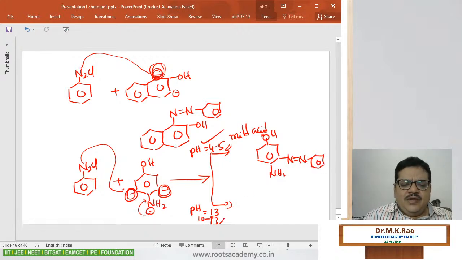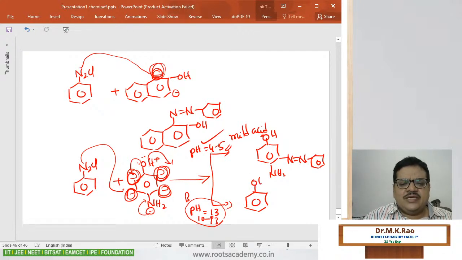If the pH is higher, meaning basic, there is abstraction of H plus, so more negative charge develops here. Therefore, coupling takes place at the site of OH: N double bond N, benzene ring, and here NH2.